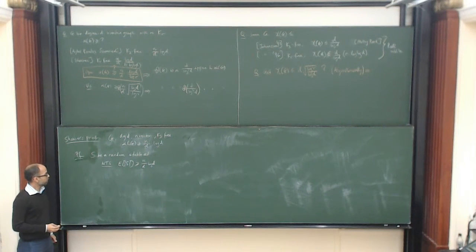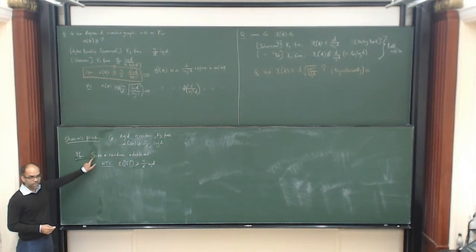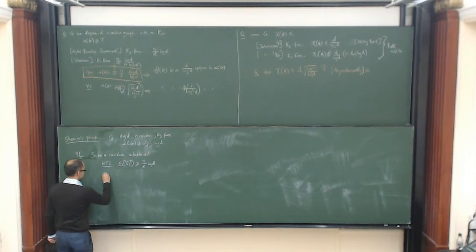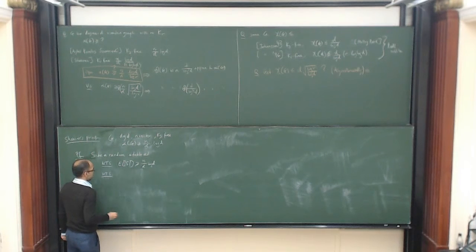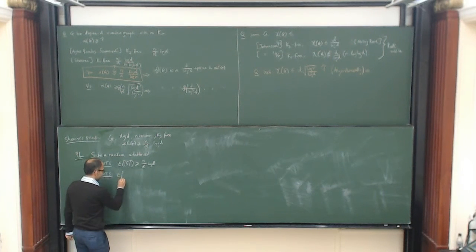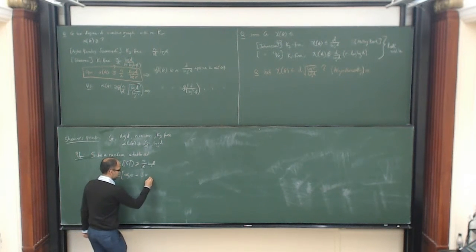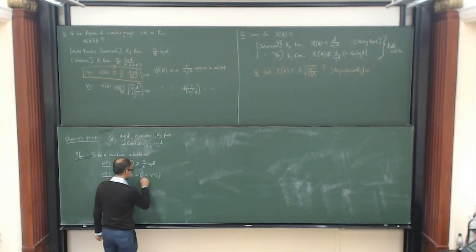Good. Now, instead of counting the size of S, let's count the expected number of edges in S cross V minus S.